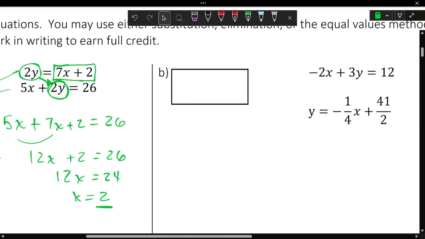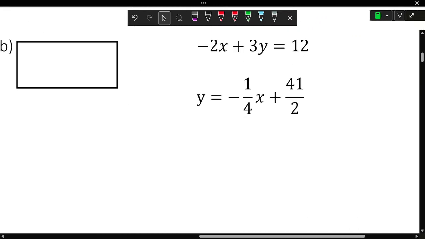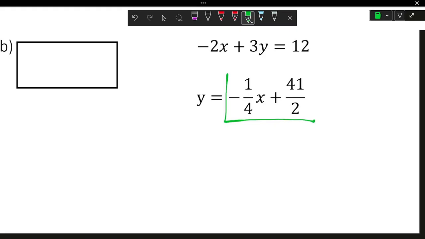Let's go to the second system. For the second system of equations, I'm not crazy about these fractions. You know how I feel about this. However, I think I'm going to go ahead and use substitution. This big box right here is equivalent to 1y. So my strategy is to rewrite this top equation, but instead of y, I'm going to place in this expression that's equal to y.